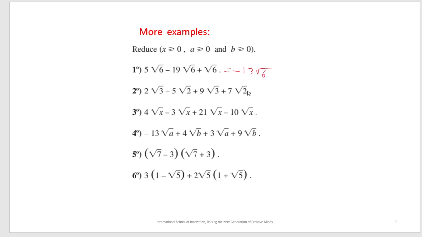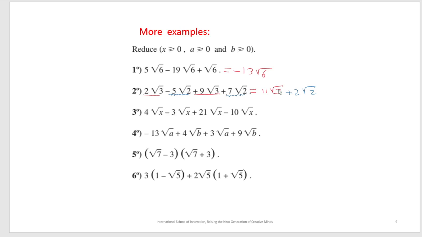Okay, 2 radical 3 minus 5 radical 2 plus 9 radical 3 plus 7 radical 2. So how could you do it? It's equal to 2 radical 3 plus 9 radical 3, it is 11 radical 3. Okay, negative 5 radical 2 plus 7 radical 2. Negative 5 plus 7 is 2. So plus 2 radical 2.